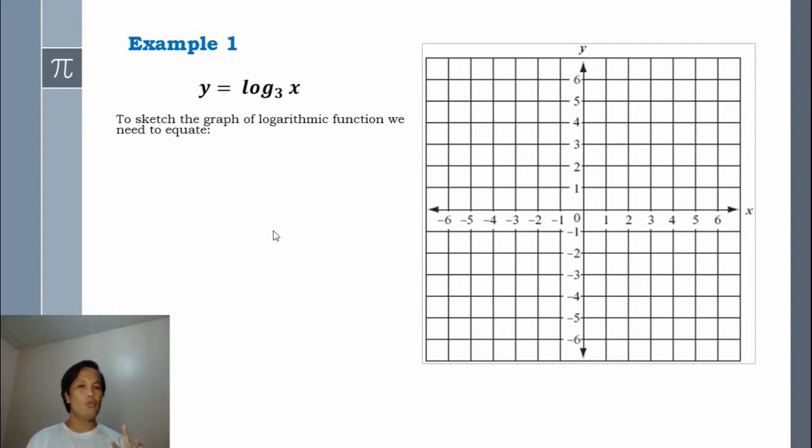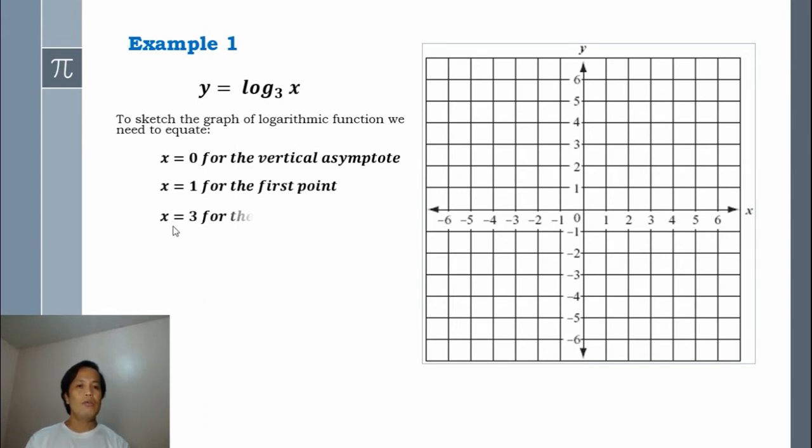Next is to equate x to 1. And next is to equate x to whatever the base is. So we have x equals 0 for the vertical asymptote. Another is x equals 1 for the first point and x equals 3 for the second point. So later you will understand how we go about using these points.